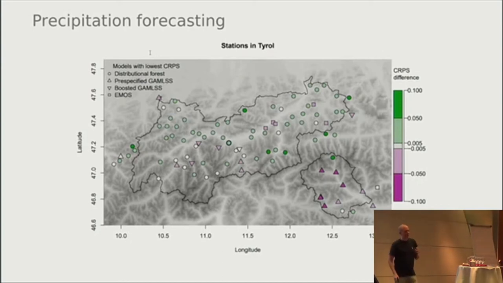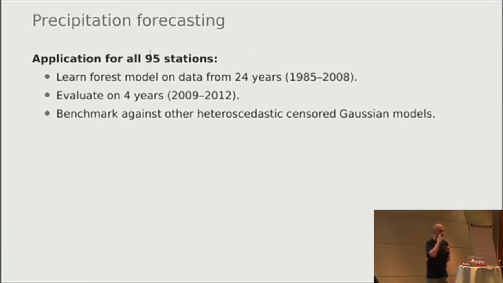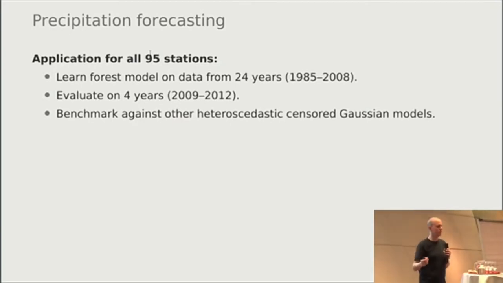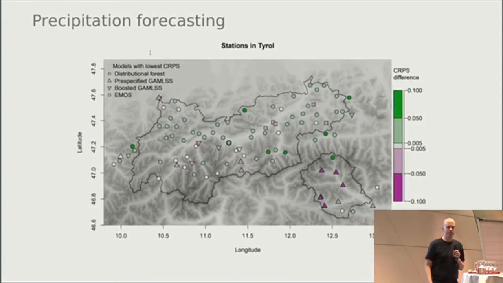Okay, so it might also be just random. The short story is that here we did not do a full cross-validation. So to keep things manageable, especially with fitting boosting in the mix, we just learned on the first 24 years and evaluated on the last 4 years. And then it turned out that here in East Tyrol, the pre-specified GAMLSS did particularly well. If we would have used other 4 years and other 24 years, we wouldn't have gotten this strong signal. So this is sort of spurious from the data selection.